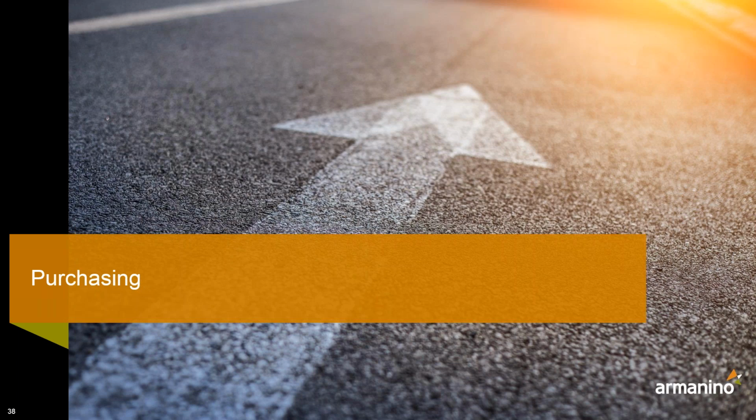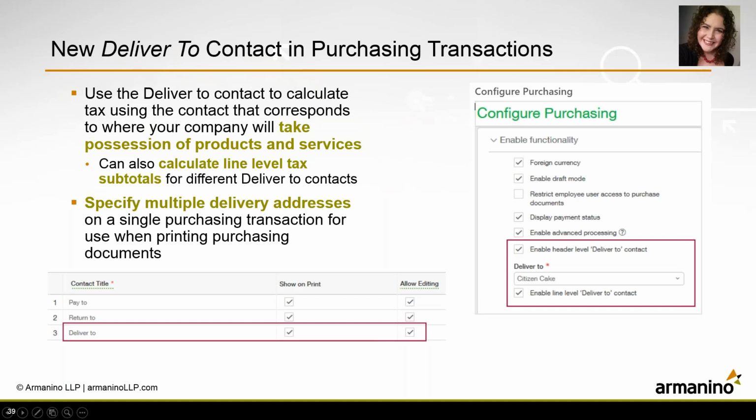Okay, onward to purchasing. For purchasing updates, there are 4 key updates for purchasing in this release. The first one is a new deliver to contact in purchasing transactions. If you want users to be able to change the deliver to contact on a purchasing transaction, you can select the allow editing checkbox. They've now added a new one in addition to the pay to and return to, which a lot of times you don't want somebody to be able to edit for various internal controls reasons.